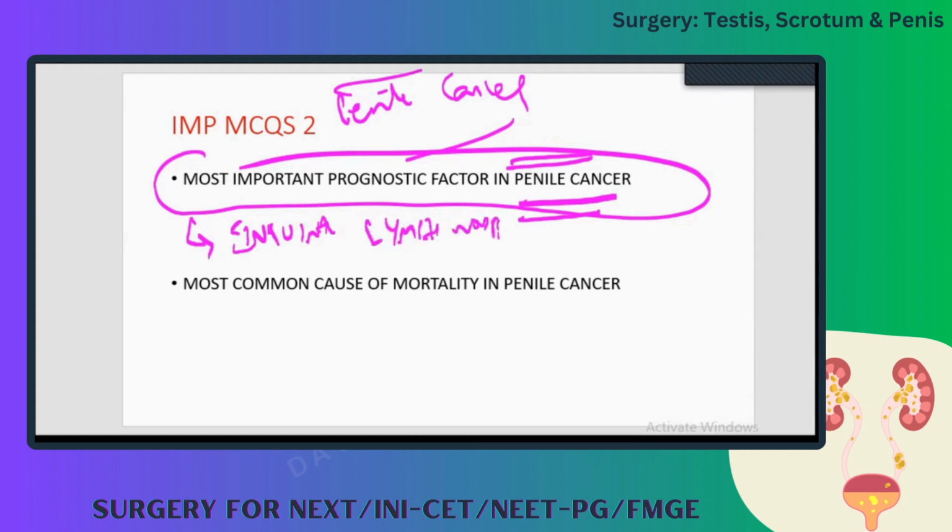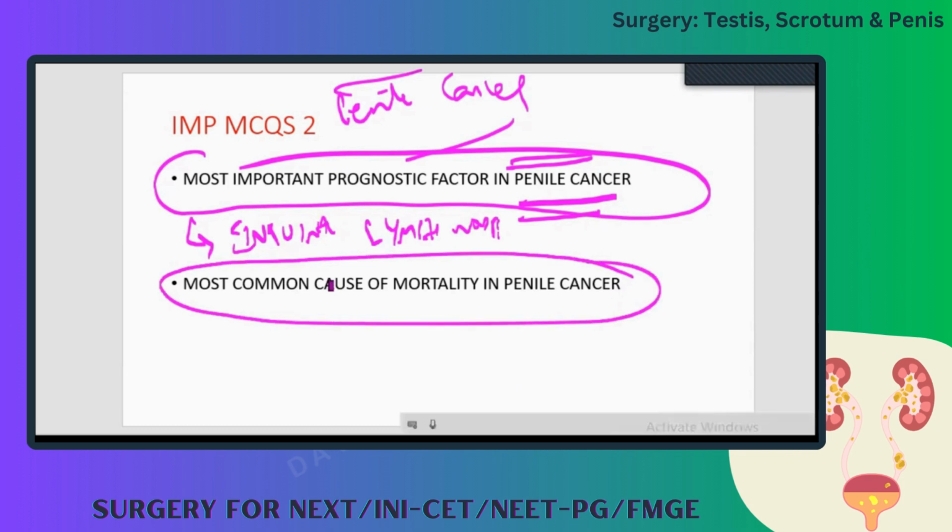Okay, here also it is lymph node. For breast it is the axillary lymph node. For penile it is the inguinal lymph node. And the most common cause of mortality in penile cancer.